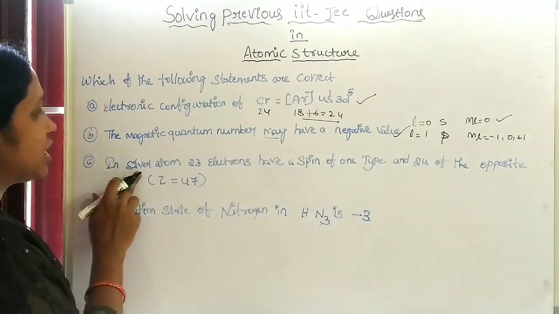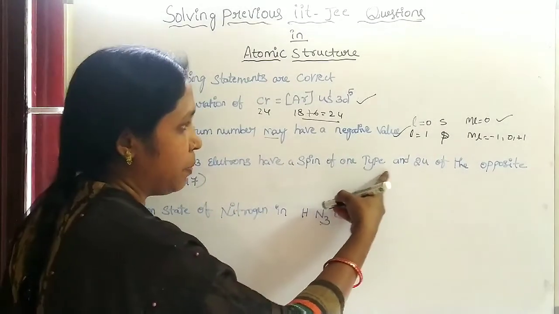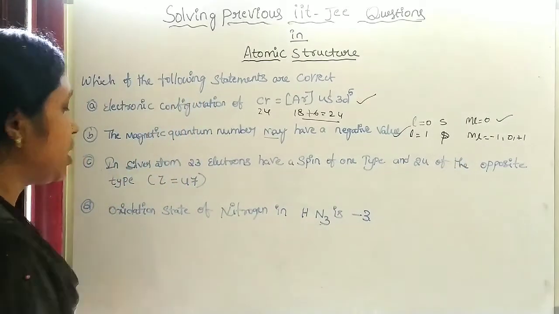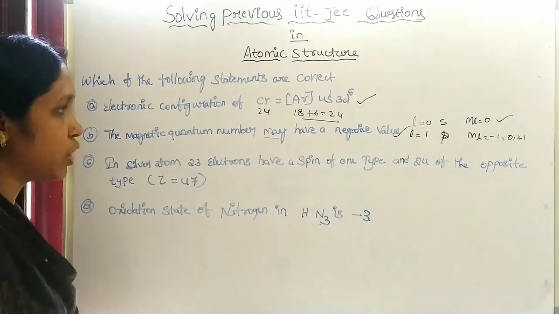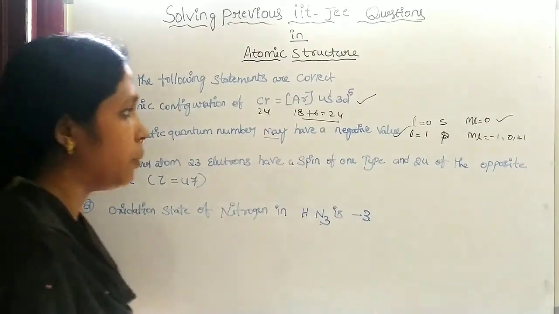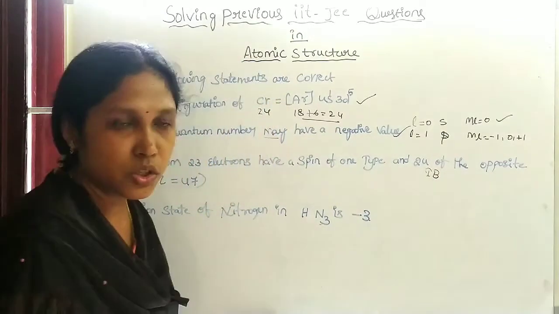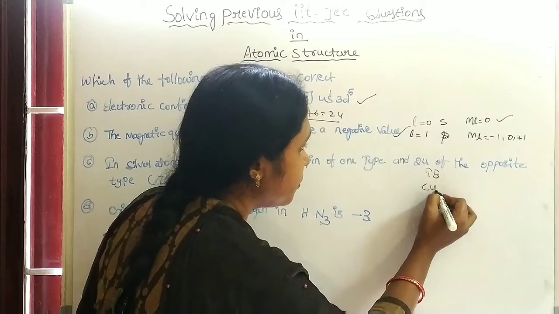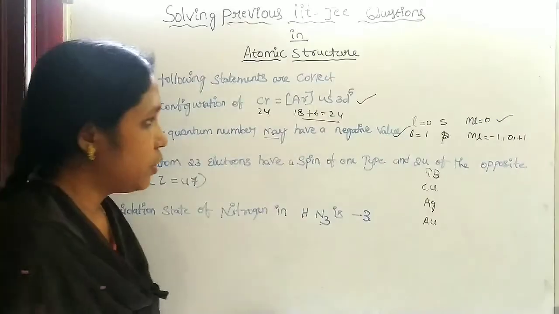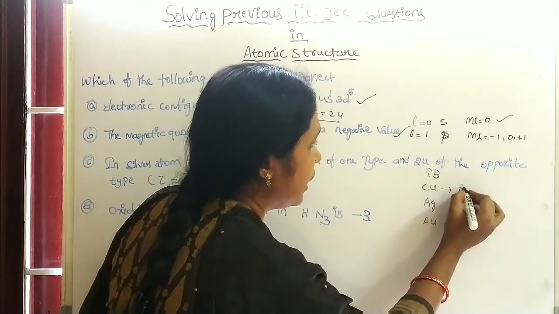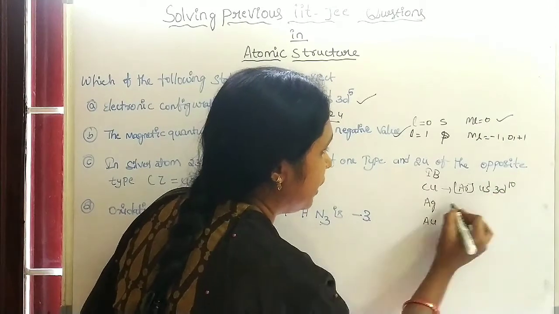Next is option C. In silver atom, 23 electrons have a spin of one type and 24 of the opposite type. Here silver has atomic number 47. Silver is which group element? That is the first B group in the periodic table. First B group: copper, silver and gold are there. So copper has argon 4s1 3d10.